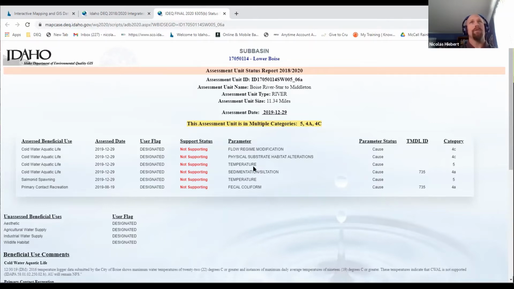But for example, you can see here we've got some identification number for this lower Boise River. We've got the HID number, and some pretty interesting information here. We can see it has beneficial uses that are assessed, a support status, and also a category. This category is associated with the classical 303D status that people are familiar with. A category 4 or category 5 would be designated as a 303D stream. And so you can see it's listed as a 303D stream for multiple parameters through this section.